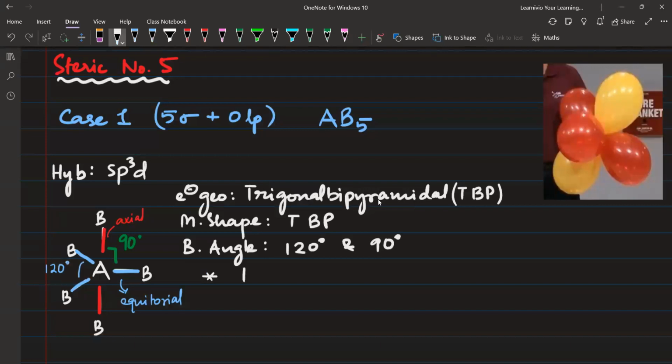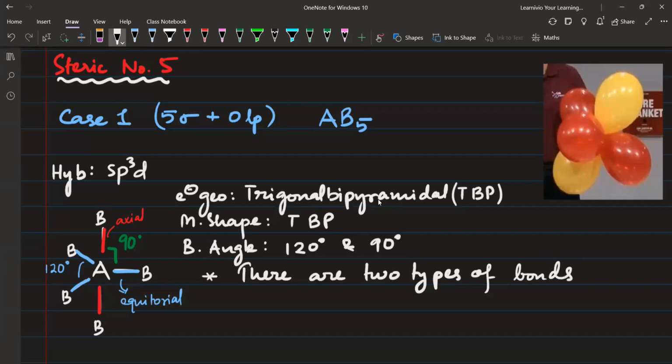The next point, there are 2 types of bonds. One is axial. The axial ones, how many repulsions will they be facing? Can you tell me? Tell me one thing. Will the axial ones be facing more repulsion from equatorial, or more repulsion from axial? Axial ones will be facing more repulsion from which bond? Equatorial bond or axial bond?